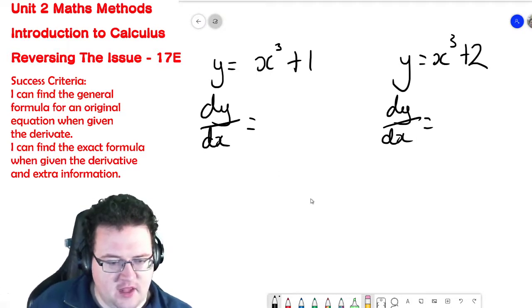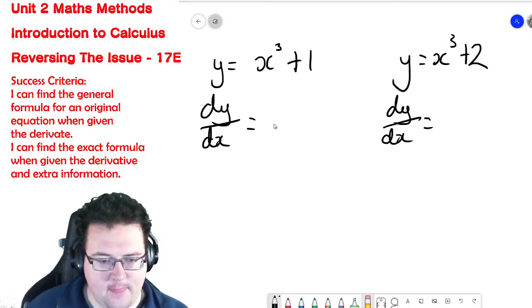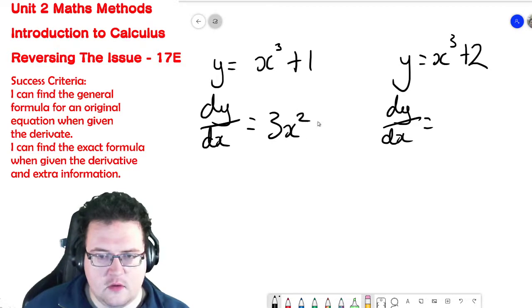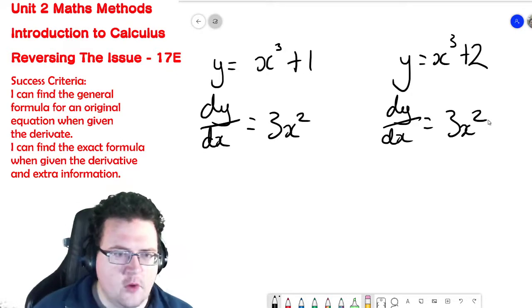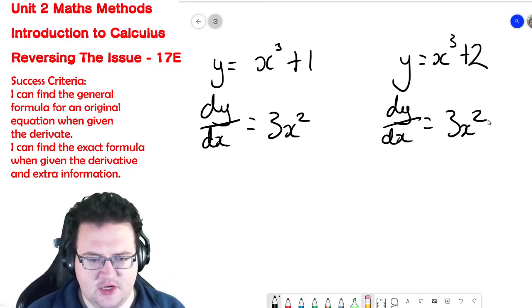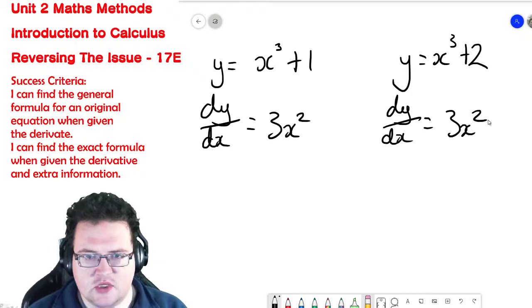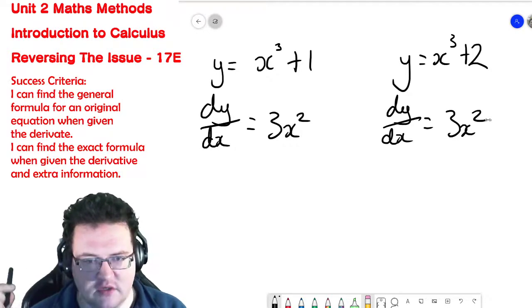Yeah, I got someone in there. Yep. So they're both going to be 3x squared. That's a little curious. So two very similar original equations both have the same derivative because during the process that constant falls off the end.